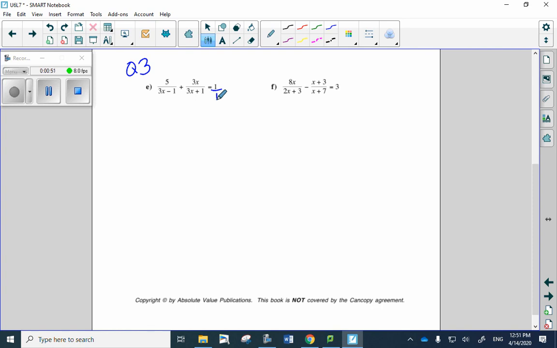the non-permissible values. So there's going to be 2 of them. So my 2 restrictions are that x cannot be equal to negative 1 over 3 and 1 over 3. So we're just going to simply write it as plus or minus 1 over 3. So those are my restrictions. Okay, now I have to come up with the lowest common denominator. So what's my LCD? The easiest way to write my lowest common denominator is just going to be 3x minus 1 times 3x plus 1.